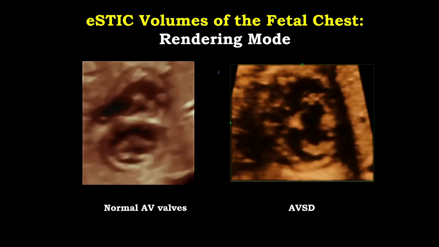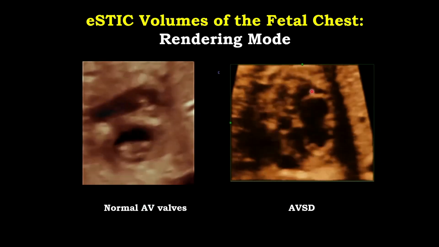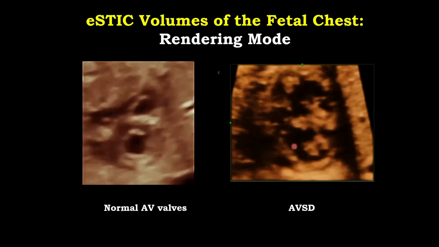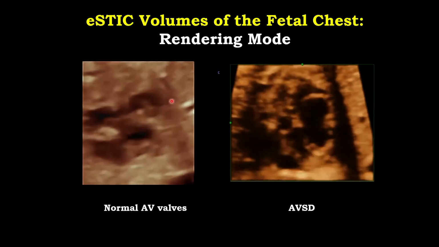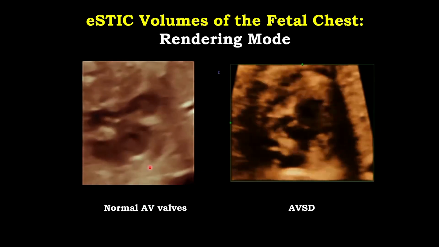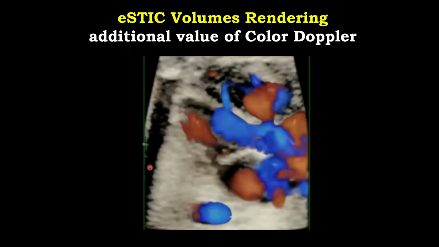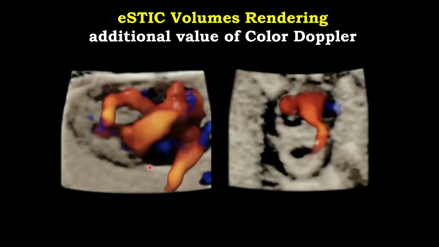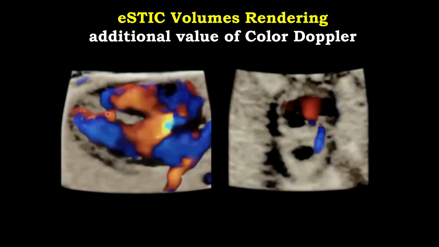We know that the common valve has 5 leaflets, so the 3D en face view in the rendering mode can help us to visualize those bridging leaflets, and this is just the reference plane of how the normal AV valve is supposed to look. So we can find really small ventricular septal defects, and not just find them, but also map very precisely where they're located. For example, this is a muscular VSD.